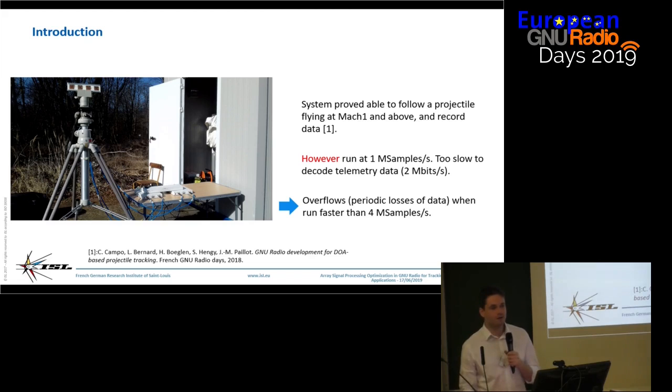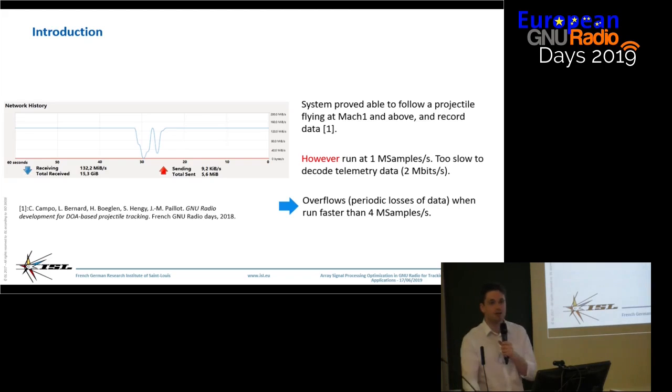However, that was true when we ran our program at a 1 megasample per second sampling rate. The problem was when we tried to decode telemetry data with a transmitter functioning at 2 megabits per second. That was too slow. So obviously we had to raise our sampling rate, and when we tried to do that, we encountered overflows. That is periodic losses of data, as you can see here, for a few seconds.